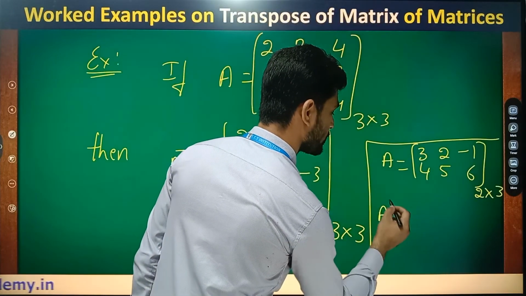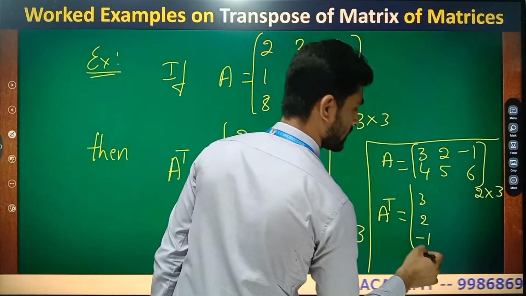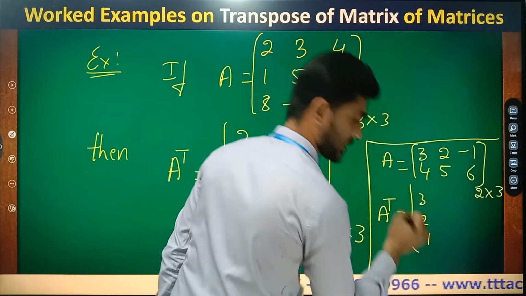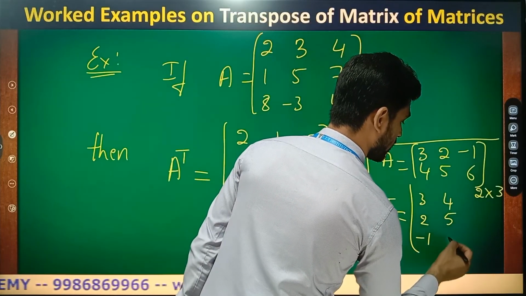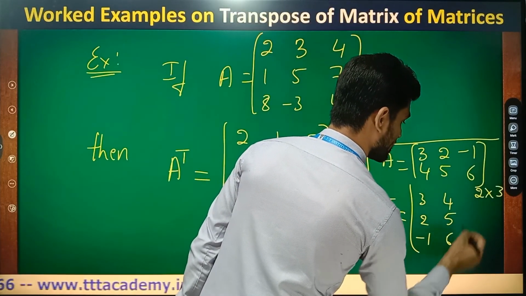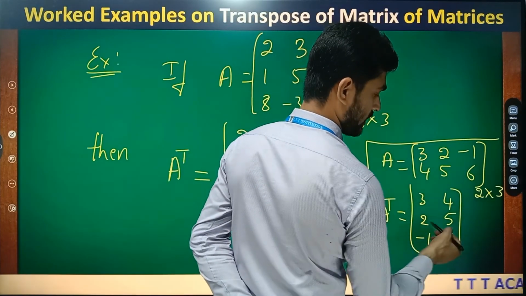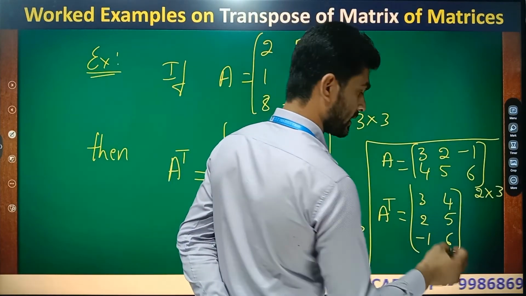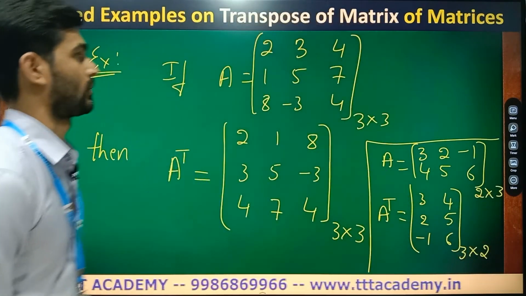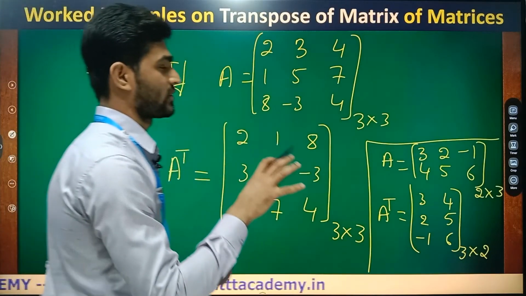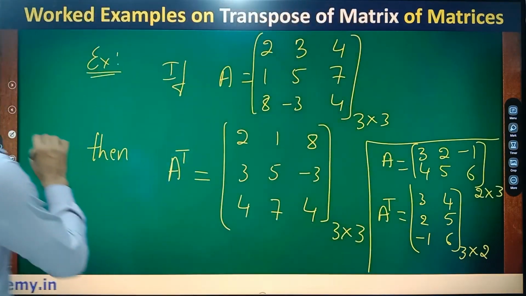Coming to A transpose, what happens now? It becomes 3, 2, minus 1, the first row elements arranged in the first column. The second row elements are written in the second column, 4, 5, 6. Now what you can observe here, first A was 2 cross 3. Then what about A transpose? It is 3 rows into 2 columns. This is the concept with respect to the transpose of a matrix.